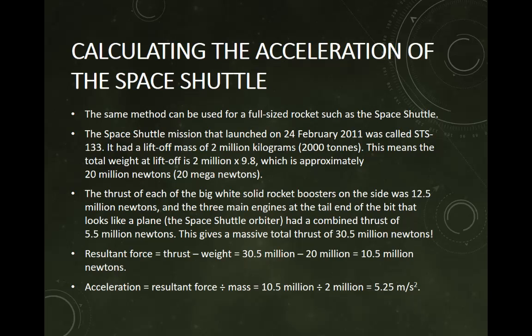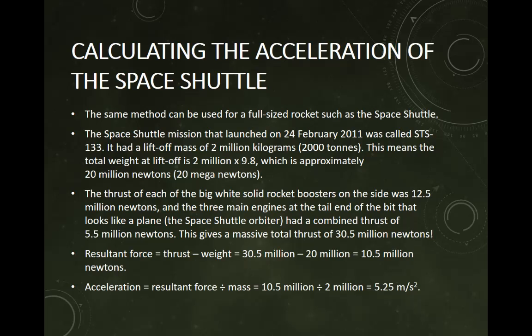The thrust of each of the big white solid rocket boosters on the side was 12.5 million newtons. But remember, there are several of them. And the three main engines at the tail, that looks a bit like an airplane, the Space Shuttle Orbiter, has a combined thrust of 5.5 million newtons, which gives a massive total of 30.5 million newtons of thrust.